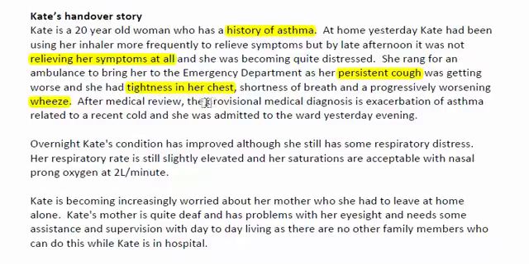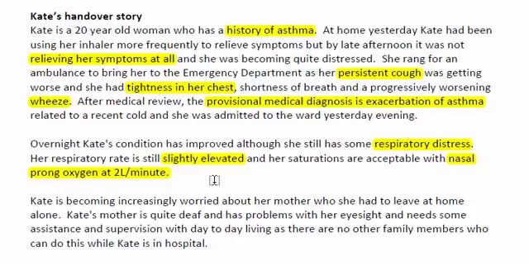She's been given a provisional medical diagnosis of exacerbation of asthma. Now, don't confuse a medical diagnosis with a nursing diagnosis, as they're both very different. Overnight, Kate's condition has improved, although she still has respiratory distress. Her respiratory rate is elevated, and although her saturations are acceptable, she's still got nasal prongs on at 2 litres a minute, which tells us that at the moment she is unable to maintain her own airways.